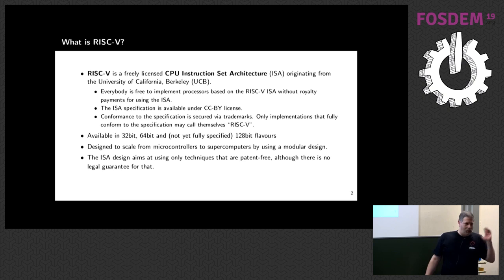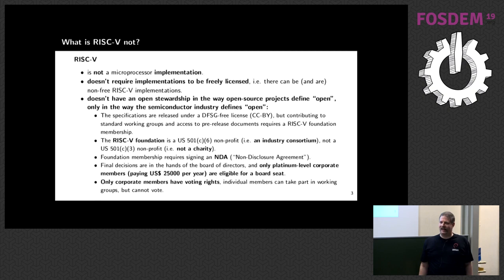So we know what RISC-V is, what RISC-V is not. RISC-V is not a specific CPU. It's just an instruction set architecture, the set of commands and the behavior, but not a specific chip. And while the specification is under free license, there's of course the possibility to implement proprietary CPUs based on the ISA. There are already some.